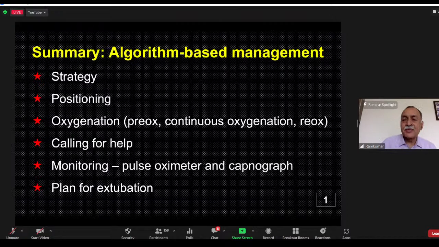I underscored the importance of oxygenation by using 3 terms: pre-oxygenation, continuous oxygenation, and deoxygenation. I said, press the panic button, call for help as early as possible. Don't be late, because you may land up with a problem. I said, as far as monitoring is concerned, constantly look at your pulse oximetry and capnograph to tell you clues as to when you're going wrong, and always have a plan for extubation.